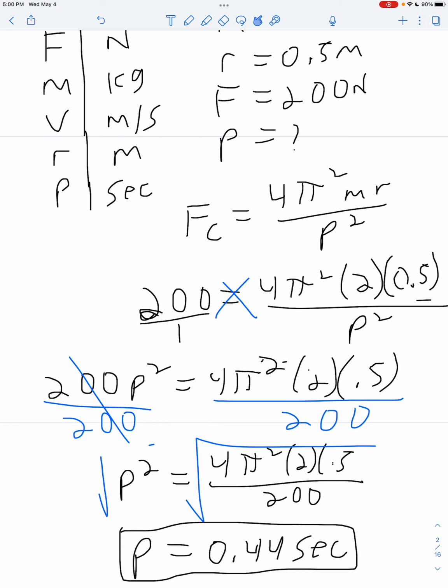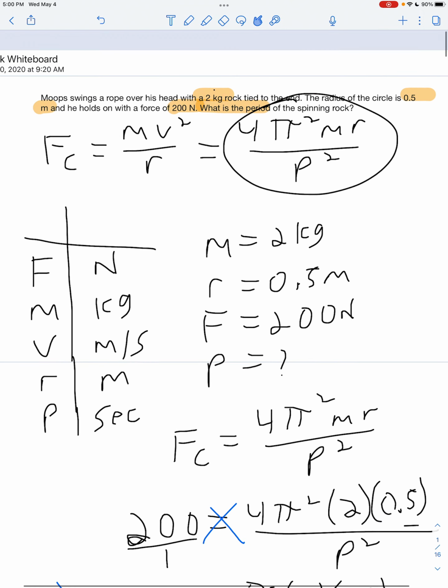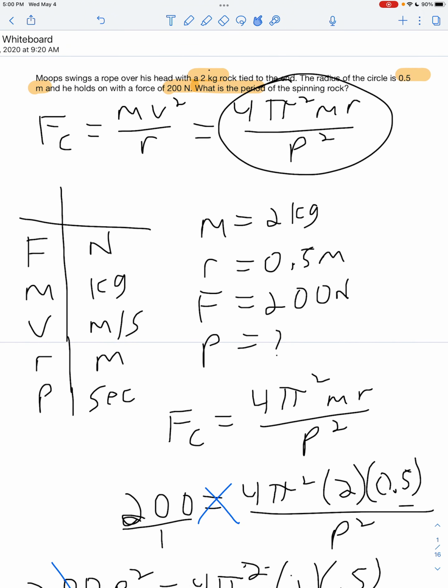And that's it. So these are also just kind of plug and chug. They're a little difficult because you have one of two equations, and then you have these new variables like r and p, but just use this chart over here on the left and write down what you know, and then just plug the numbers in and crunch it. All right?